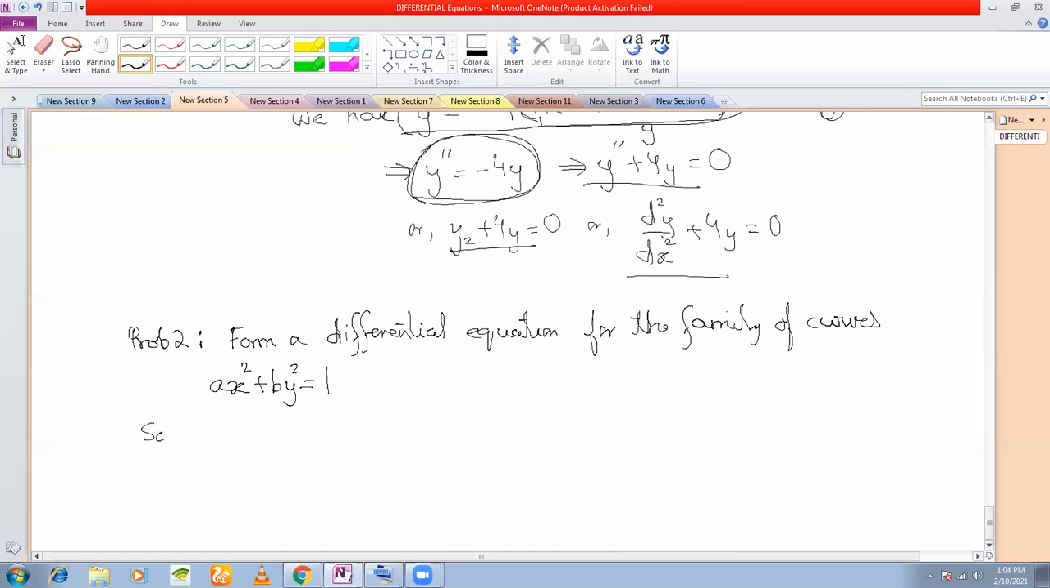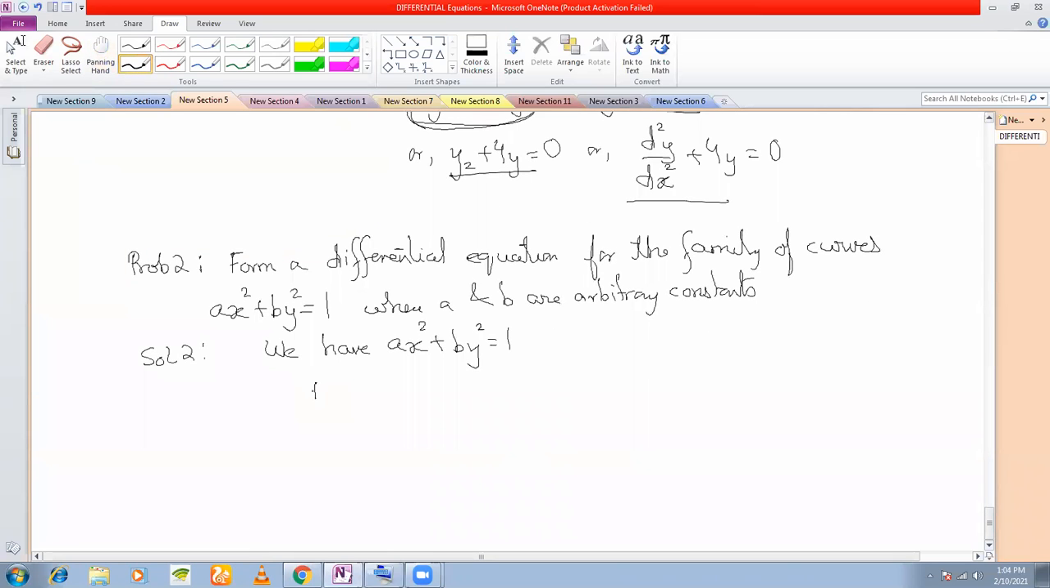So clearly, this is a relation between your x and y, right? Where a and b are arbitrary constants. How many arbitrary constants do you have? You have two arbitrary constants. So we have given the equation ax square plus by square is equal to 1. So you'll write here: number of arbitrary constants is equal to 2.